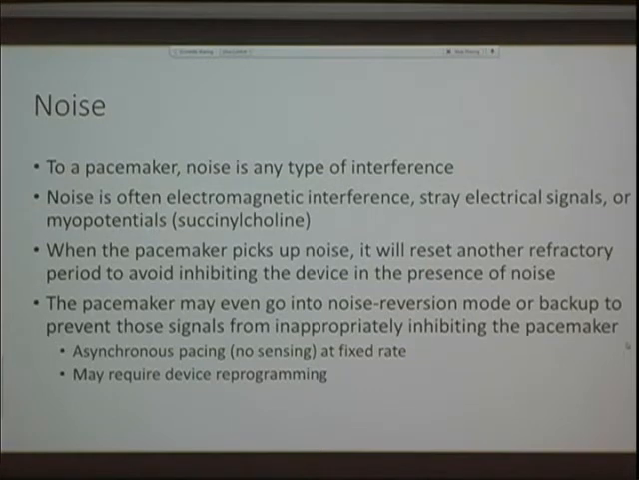If the pacemaker does go into a noise reversion mode, then at the end of the procedure you have to manually program it back into a normal mode. And the way you'll see that asynchronous pacing is if it starts pacing at a rate of 85 or at a rate of 100 when it was not pacing before, or if it was pacing at a lower rate. If it gets stuck at 85 or 100 beats a minute, pacing all the time, that means the pacemaker itself went into a noise reversion mode.